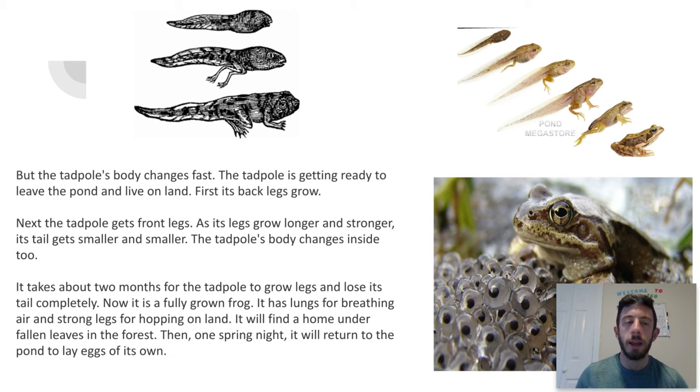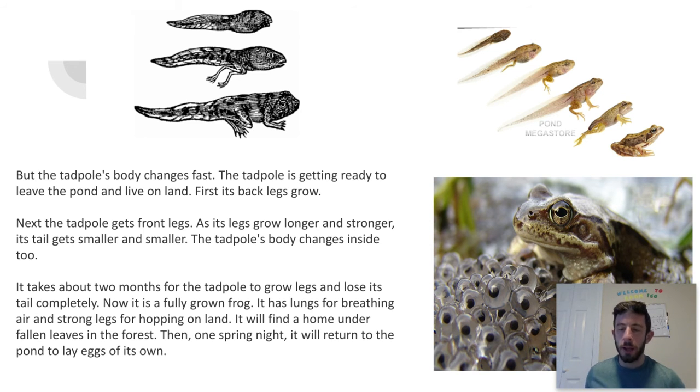The tadpole's body changes inside too. It takes about 2 months for the tadpole to grow legs and lose its tail completely. Now it is a fully grown frog. It has lungs for breathing air and strong legs for hopping on land. It will find a home under fallen leaves in the forest. Then one spring night, it will return to the pond to lay eggs of its own.